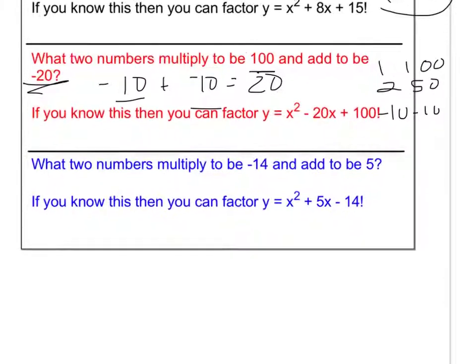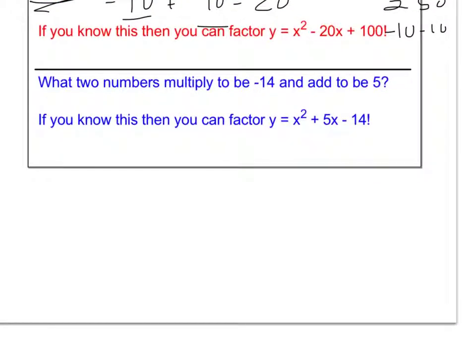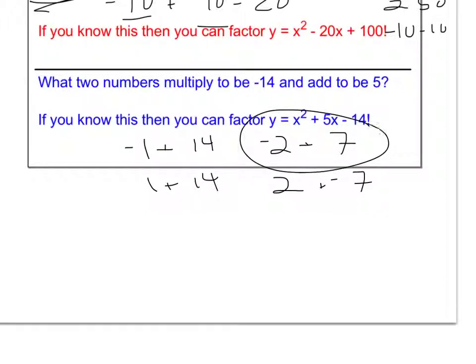All right, last but not least, what two numbers multiplied to be negative 14 add up to be 5? So thinking about the factors, you've got negative 1 and 14, 1 and negative 14, negative 2 and positive 7, and 2 and negative 7. So when you add up those factors, the only one that works out is negative 2 and positive 7.